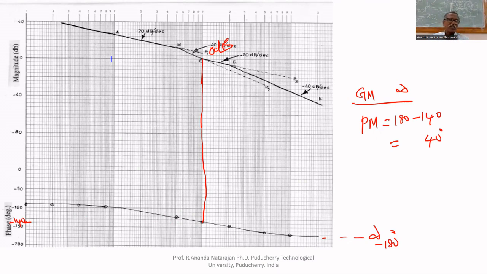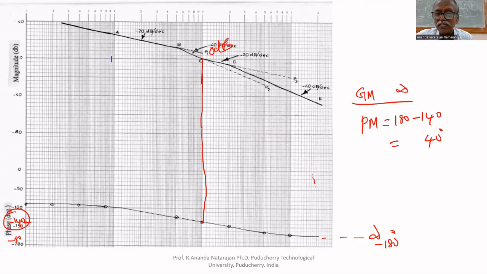Gain margin infinity means you can increase k any amount of value. It will not become unstable. In other words, the root locus will not cross the j omega axis if you increase the gain. But there is a threat in the phase. If you introduce a phase shift in the feedback loop of about minus 40 degree, then this minus 140 becomes minus 180. If you introduce a phase shift, it becomes 180. That's why it becomes on the verge of instability.